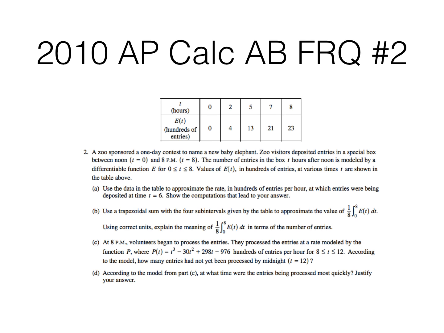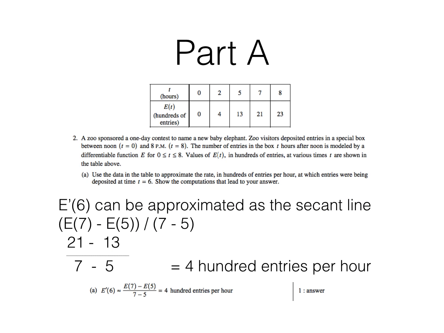A zoo sponsored a one-day contest to name the new baby elephant. Zoo visitors deposited entries in a special box between noon, t equals 0, and 8 p.m., t equals 8. The number of entries in the box t hours after noon is modeled by a differentiable function E for 0 ≤ t ≤ 8. Values of E of t, in hundreds of entries, at various times t are shown in the table above. So there's our table, and let's jump into part A.